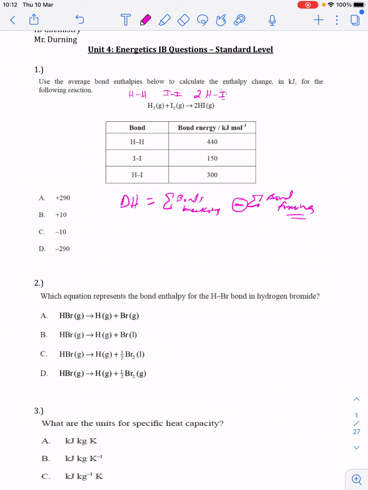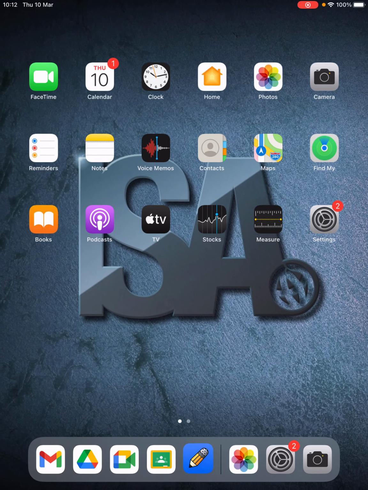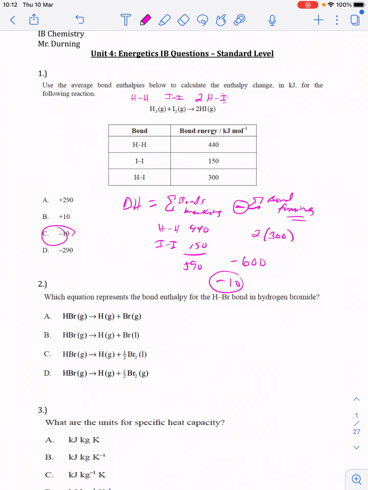And so the bonds that we're breaking are H to H and I to I. Those values are 440 and 150 for a total of 590. And then the bonds that we're forming is 2 times 300, because there's 2 in front of the HI. So we're getting out 600, and so I can see that the change will be minus 10. Okay, so the first answer should be C.